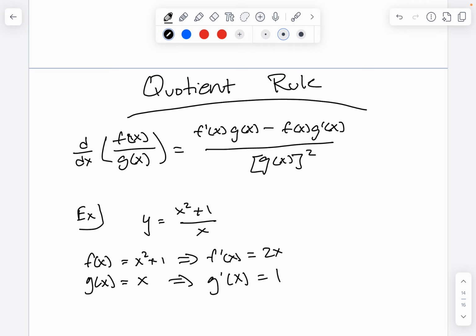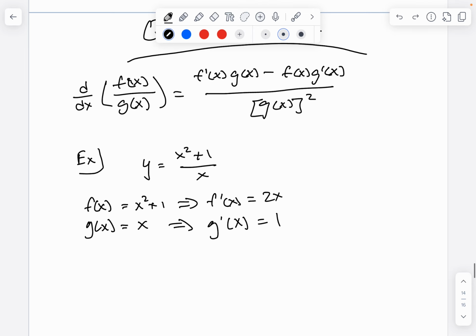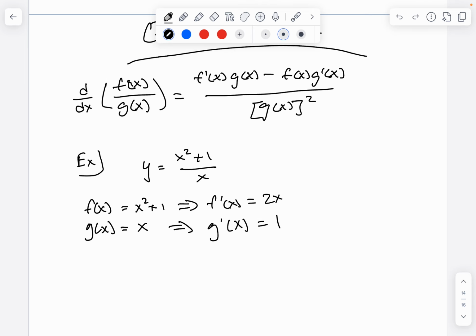So now that we have these four terms, let's go ahead and put them all into the quotient rule formula. So we will have f prime of x, which is 2x, multiplied by g of x, which is x, minus f of x, which is x squared plus 1, multiplied by g prime of x, which is just 1, all over g of x squared, which is x squared.